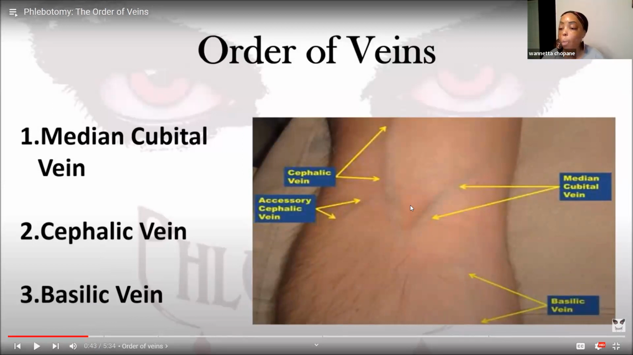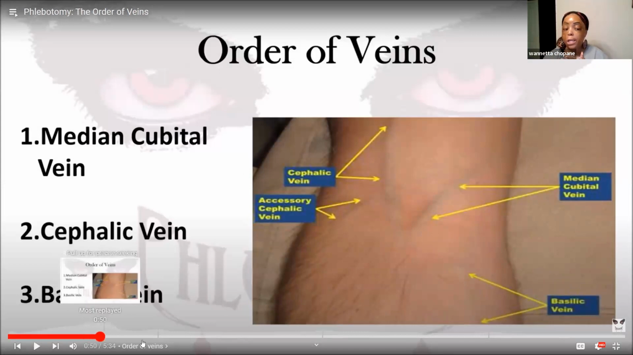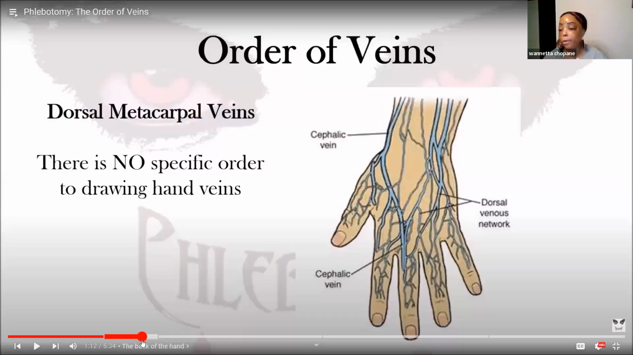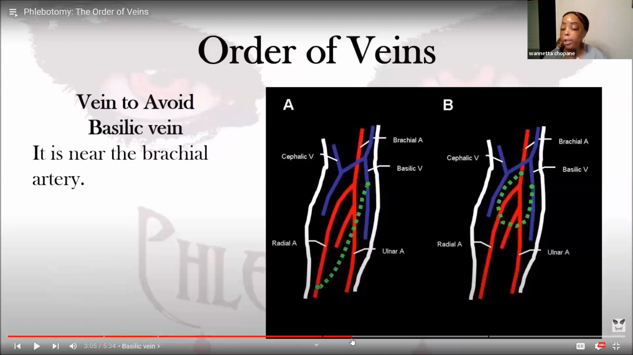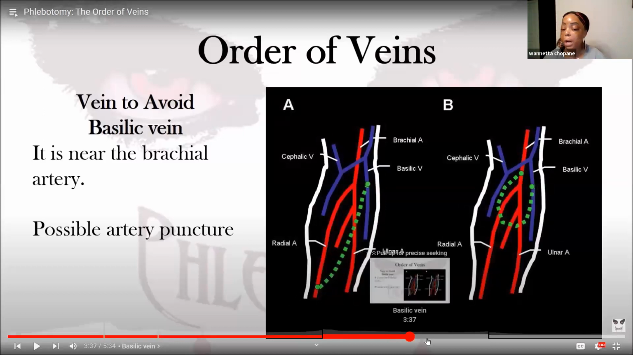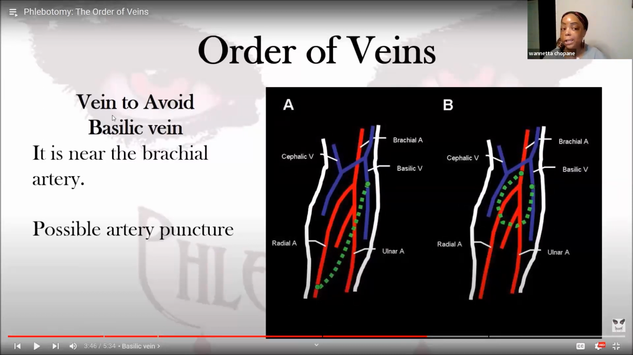Did you hear in the video where I also mentioned that the basilic vein has those nerves and arteries? That's why we avoid drawing from the basilic vein until you become an experienced phlebotomist. Just like this, vein to avoid, basilic vein. It's near the brachial artery, and you can possibly puncture an artery. If an artery is punctured, the patient can bleed out, and it takes a lot to stop the bleeding from an artery. So just to help the situation, let's just not mess with the basilic.